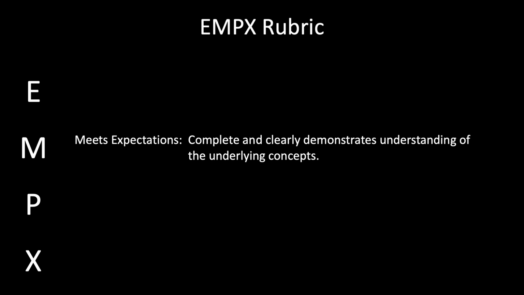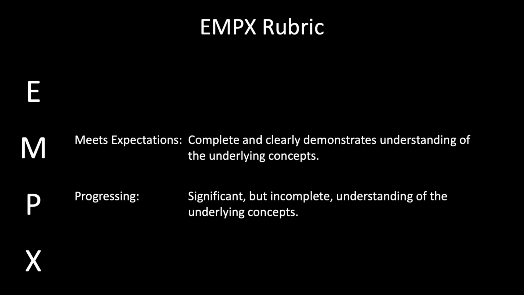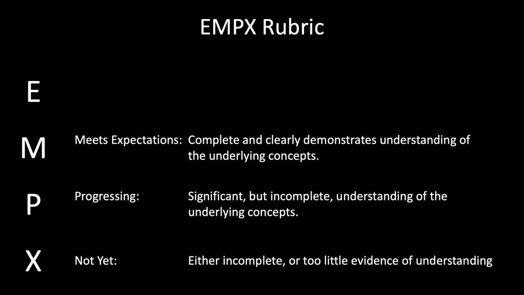I'll say a submission meets expectations if it's complete, has met all the requirements, and clearly demonstrates that you understand the underlying concepts. Your goal for all of your work is to eventually bring it to the level of an M, even if you have to fix and resubmit it. P means progressing. This means you're making good progress toward earning an M, but you haven't quite got there yet. X means not yet. So either the submission is incomplete, or maybe you just haven't turned it in, or this is a tougher thing for you and you just haven't made a lot of progress on it yet.